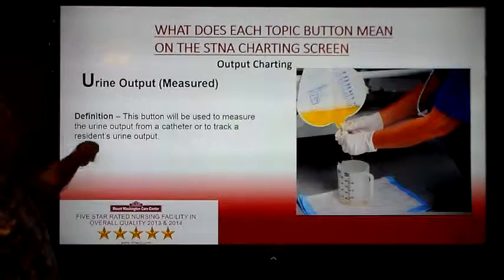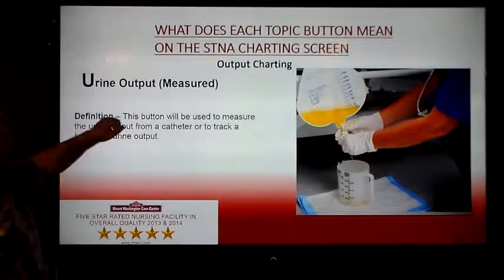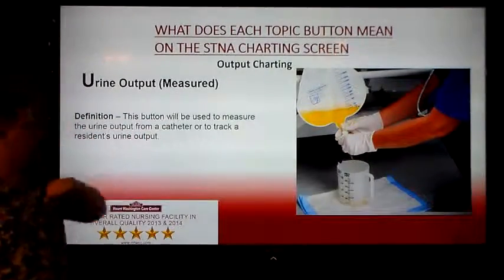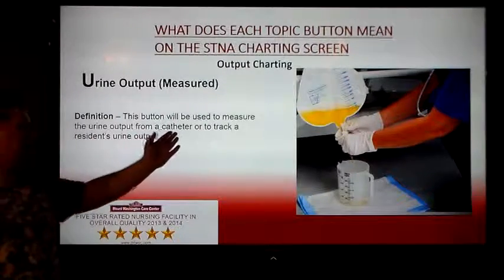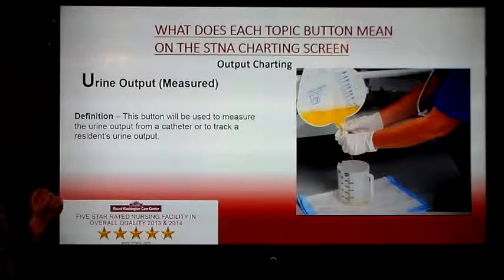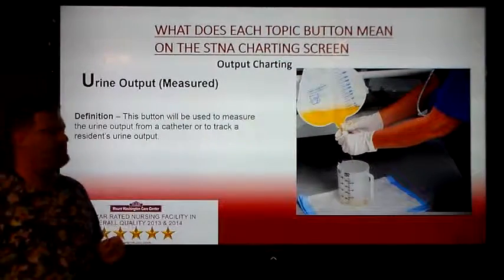The second part of the output charting is urine output for the measured urine. This will be used for measuring urine output from a catheter or to track a resident's urine output when we use those hats in the toilet.